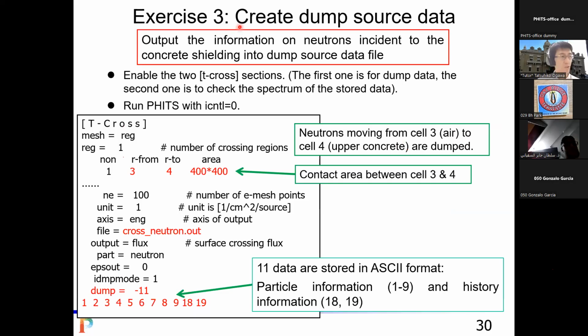It's an exercise to create dumped source data. To do that, please enable two T-cross tallies. The first one is for dumping data, and the second one is to check the spectrum of the stored data. By that, we can perform a sanity check if particles are really dumped. And please don't forget to change icntl to 0 to perform particle transport. Please try.